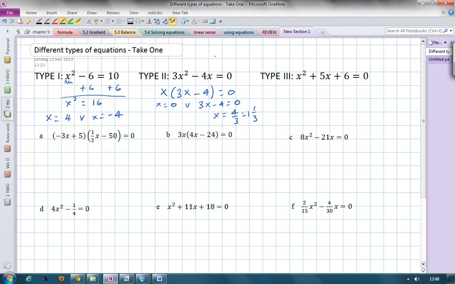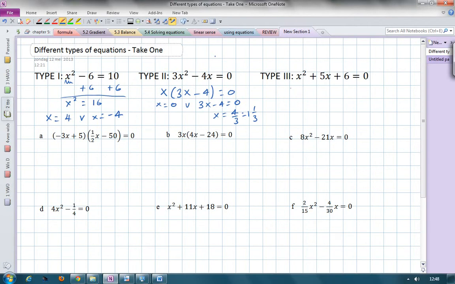The third type is really the most general type. There's an x squared term, there's an x term, and there's what's called a constant term, plus 6. So it's got all three elements. You could say that in type 1, the number in front of the x is 0 and the constant is 0. Type 2, the constant is 0, but there is a number in front of the x squared and the x. And in type 3, all three of them are non-zero.